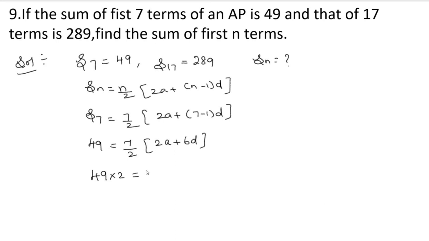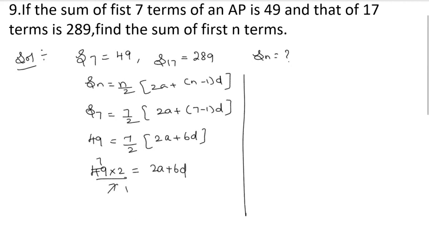49 into 2 is equal to 7 times 2A plus 6D. Multiplication by 7 becomes division by 7, and division by 2 becomes multiplication by 2. 7 ones are 7, 7 twos are 14. We can write 14 in this place, which is equal to 2A plus 6D. I'm going to divide this by 2, and when I divide, I'll get A plus 3D is equal to 7.